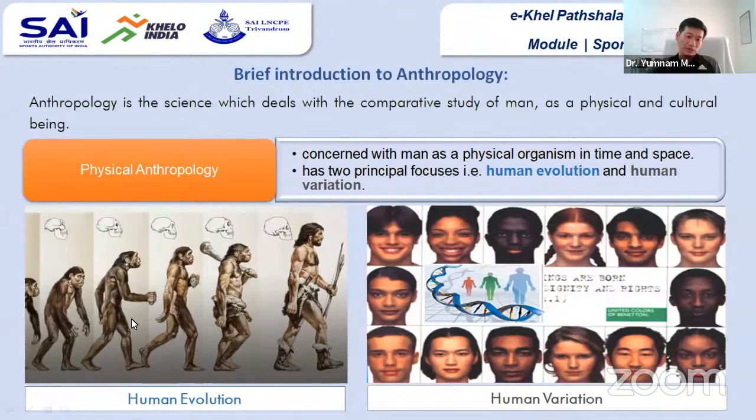You can see here in this picture also. You might have heard about the ancient apes and the origin of man. This subject is part of physical anthropology. One branch deals with human evolution, and human variation mostly deals with human genetics and human growth and development.